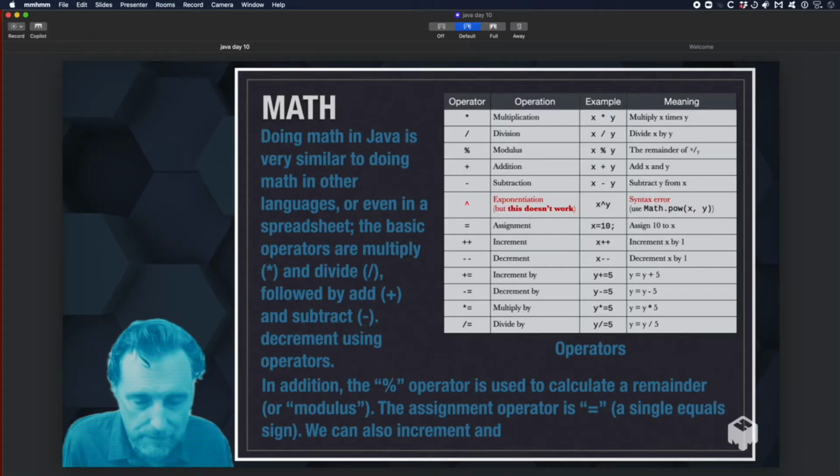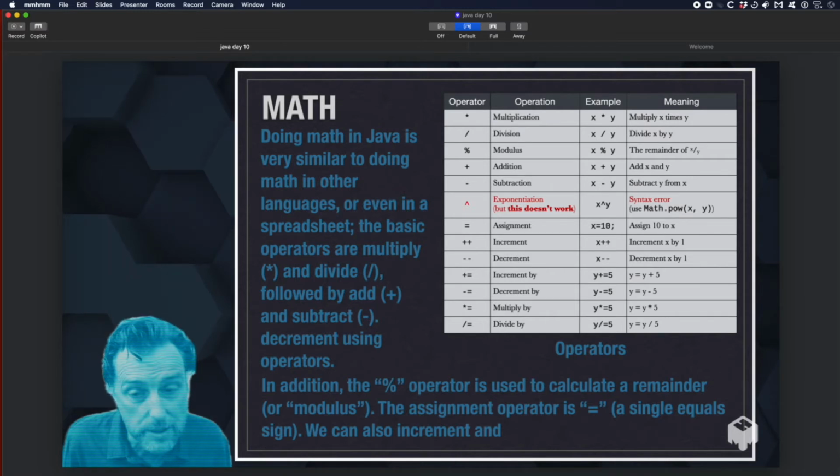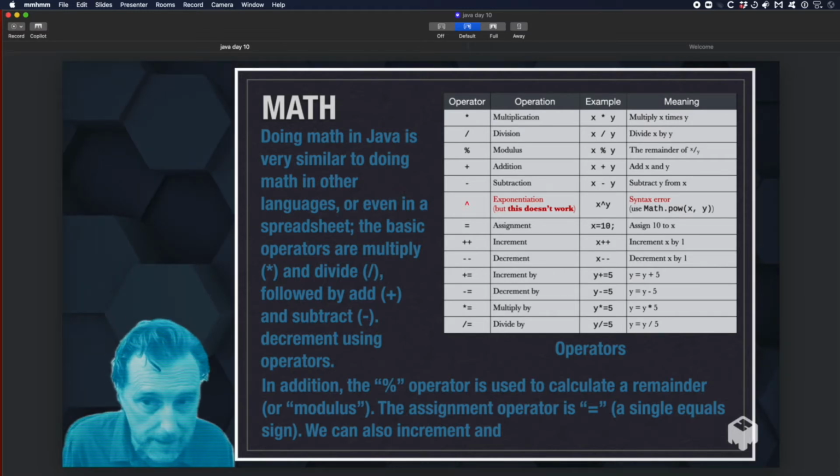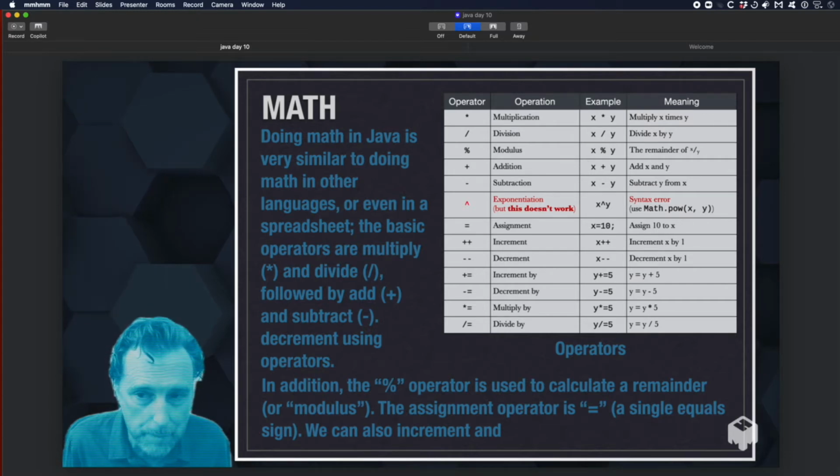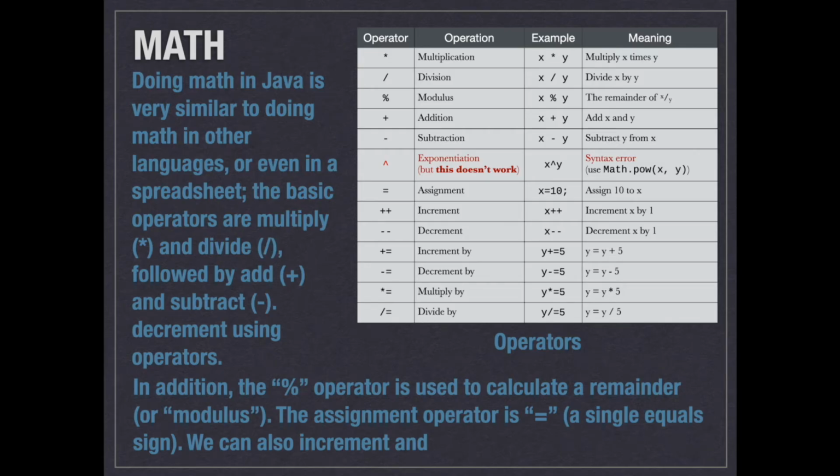Obviously, there would have to be. And for whatever reason, Sun put it inside of the math library as a function or a method called pow. So you use Math.pow to do exponentiation, or obviously if you're just squaring something, you can multiply it by itself. The single equal sign is assignment.